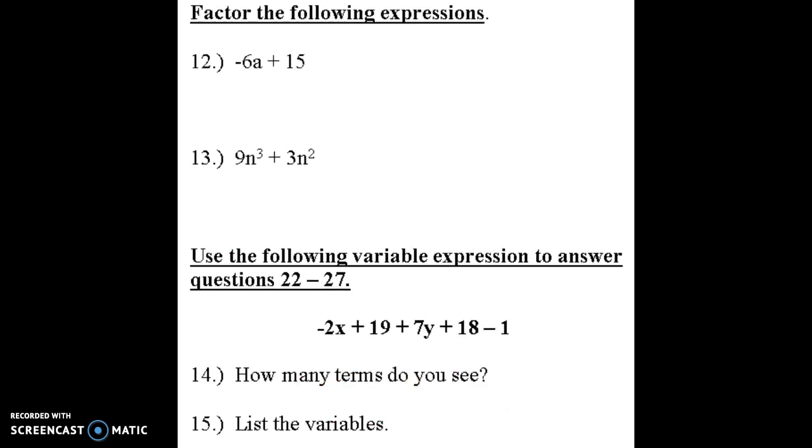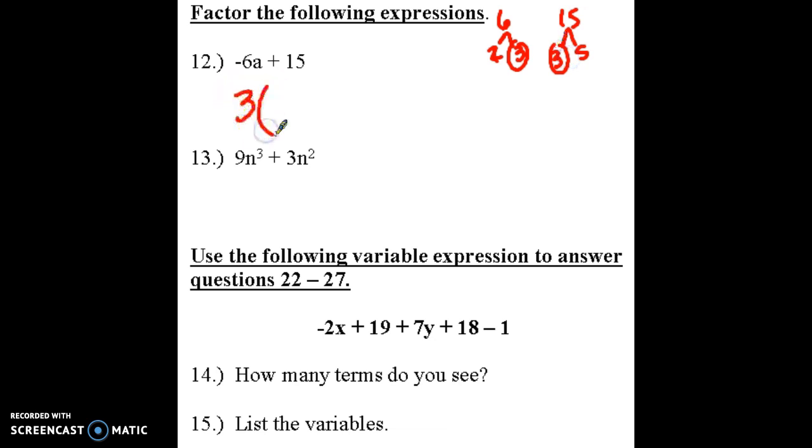Factor the following expressions. When you factor, you're looking to see what will go into both numbers. So you're going to do factor trees. 6 is divisible by 2 and 3. 15 by 3 and 5. 3 is their greatest common factor. So I'm factoring out a 3.